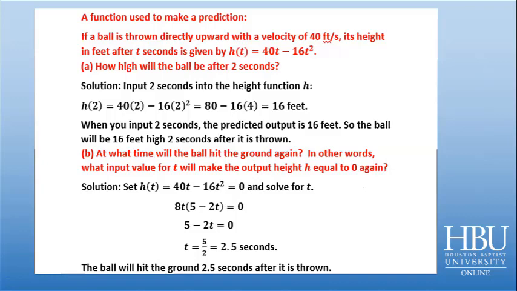I could solve that quadratic equation by factoring. 8t multiplied by (5 minus 2t) equals 0. We know that when t is 0, the ground is where the ball has started out, but what would be the time to make the ball hit the ground again? To find that out, I'm going to set the other factor, 5 minus 2t, equal to 0, and that yields a result of t equal to 5/2 or 2.5 seconds. So now we know that the ball will hit the ground 2.5 seconds after it is thrown.